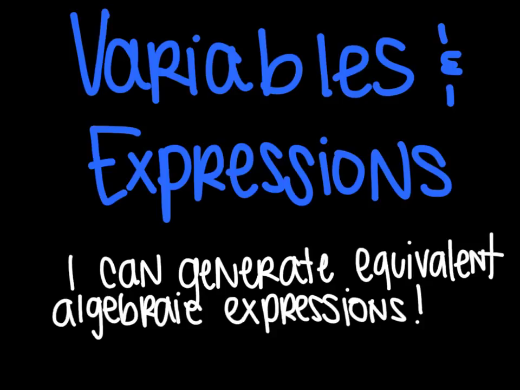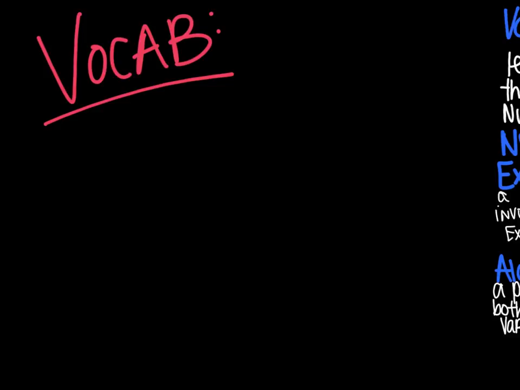In this video, your I can statement is I can generate equivalent algebraic expressions. Just a reminder, please make sure you're taking Cornell notes. The first thing you should have at the top is your title, and then your I can statement. You should have a line going down about a third of the way on the side, going all the way down. The first thing you're going to include is all of your vocabulary.